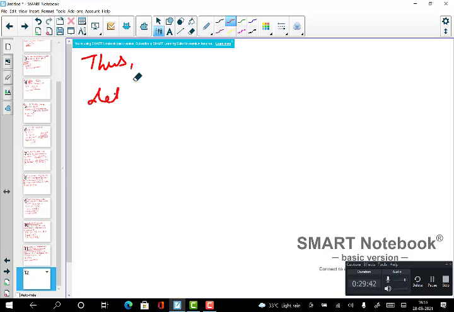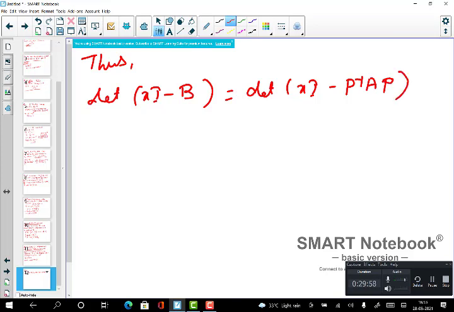Thus determinant of xI minus B, which is the characteristic polynomial of the matrix B, you can write as determinant of xI minus P inverse AP, since B is nothing but P inverse AP, so you just substitute the value. But I is the identity matrix which commutes with every matrix, right? So you can multiply by P inverse and P, so you can write determinant of x into P inverse IP. So P inverse P equals identity, and I commutes with every matrix, so there is no problem.